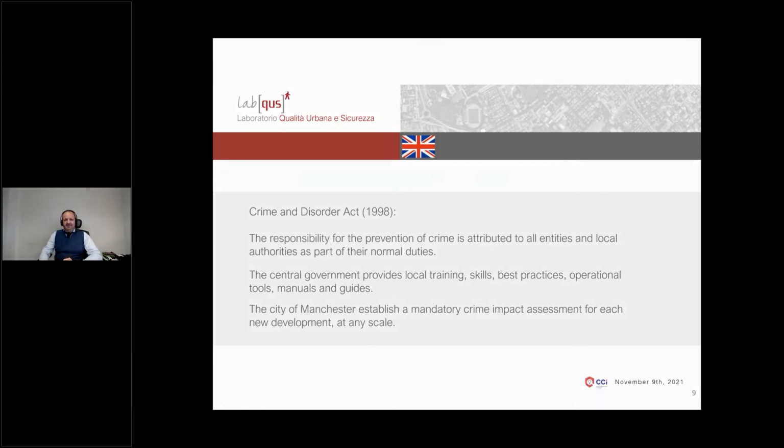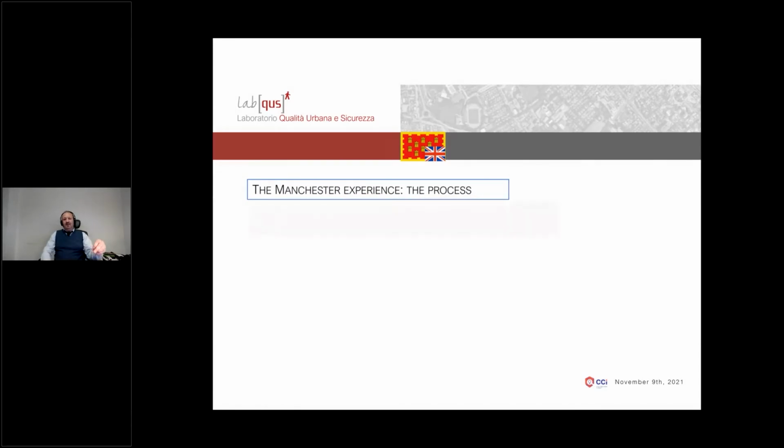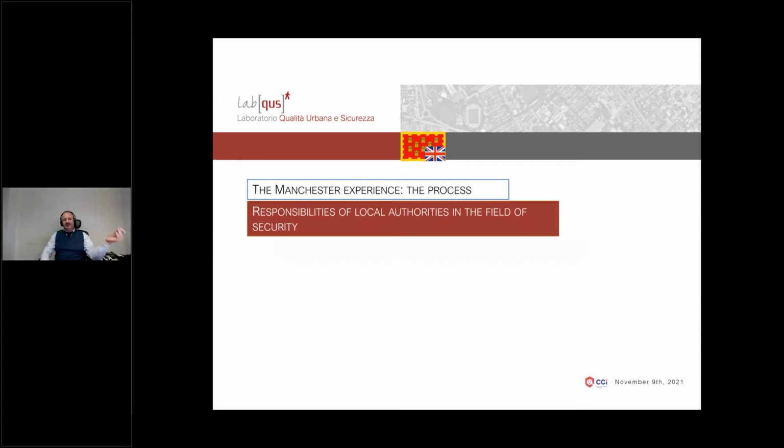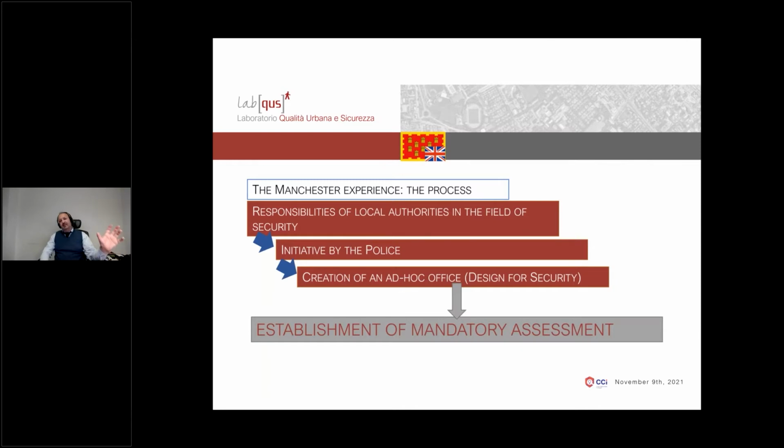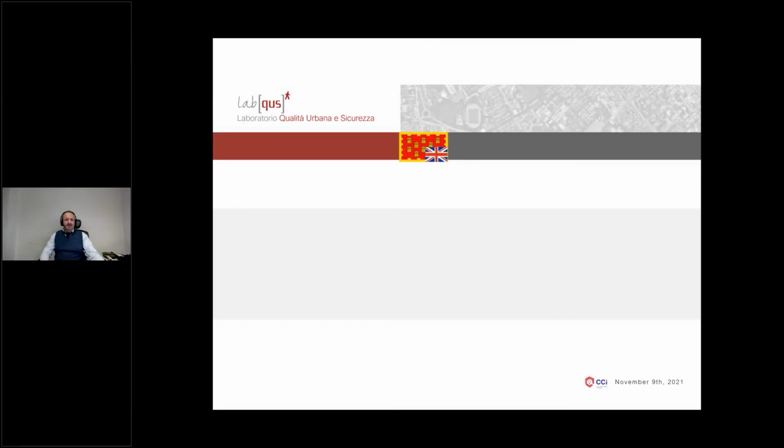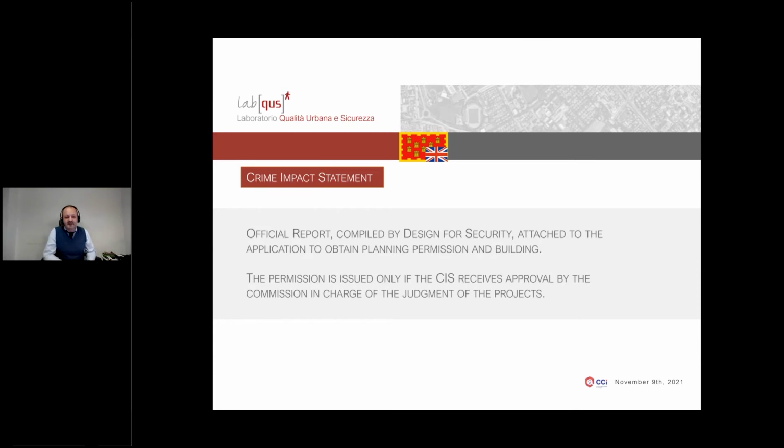So the process is quite straight, given the responsibility to the local authorities. We have an initiative by the police and the creation of a specific office that is called Design for Security. The result was to implement the mandatory assessment of new projects, for all new construction projects in the city. Basically, the tool for this assessment is called the Crime Impact Statement. I'm talking about the initial phase, so then we have all the evolutions. The Crime Impact Statement is an official report that is compiled by Design for Security.